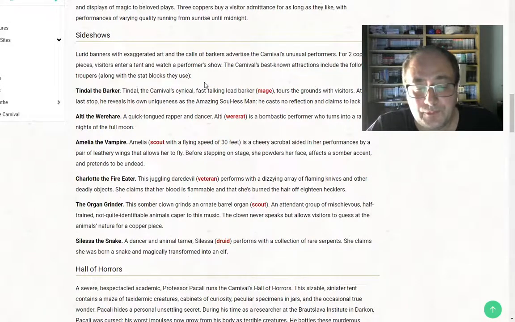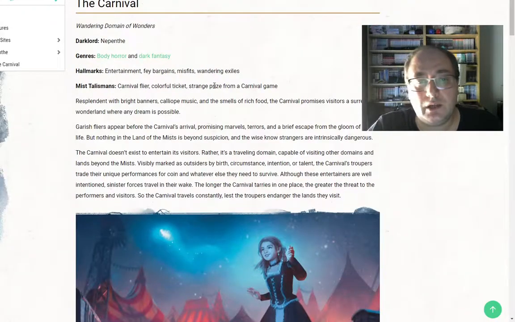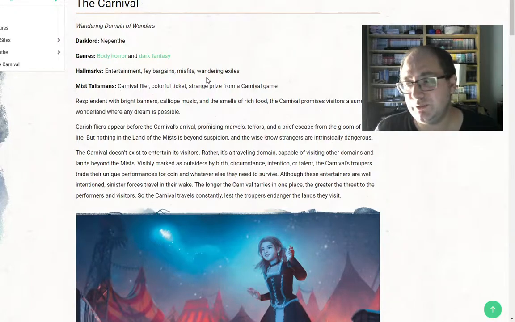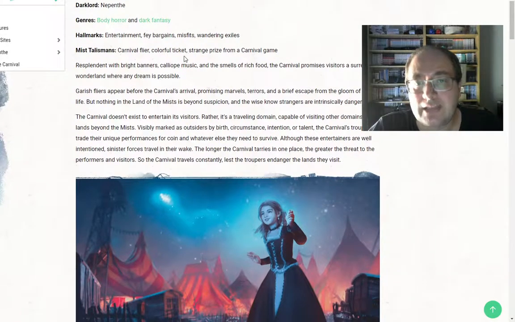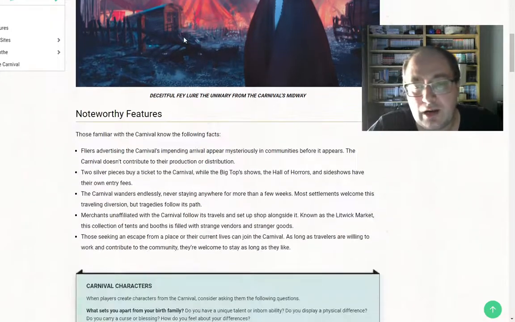There's a lot of cool stuff here. Genres, right? Body horror and dark fantasy. I think even folk horror, because all these dark fae, right? There's a lot of fairy tale stuff described in this domain. So you could even throw in folk horror. You can enter into all kinds of twisted bargains with the different fae. You can go to the sideshow and you can get involved in the lives of the people who run the carnival. So yeah, you could do body horror, you could do dark fantasy, you could do folk horror. I think it's fantastic. Overall, I really like the carnival as a domain and as is described.